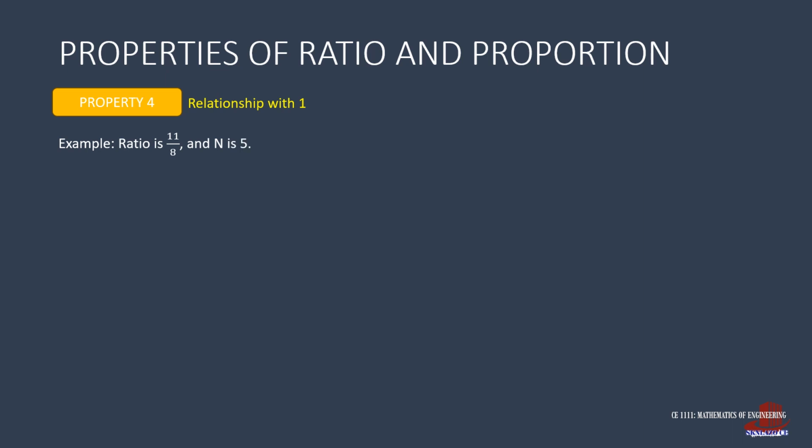Let's take a simple example to showcase what property 4 means. We use a ratio of 11 over 8. Being an improper fraction, this is greater than 1. Let's also use n as 5. If we add 5 into the ratio and compare it to the original, we can see that we transform the ratio into 16 over 13.